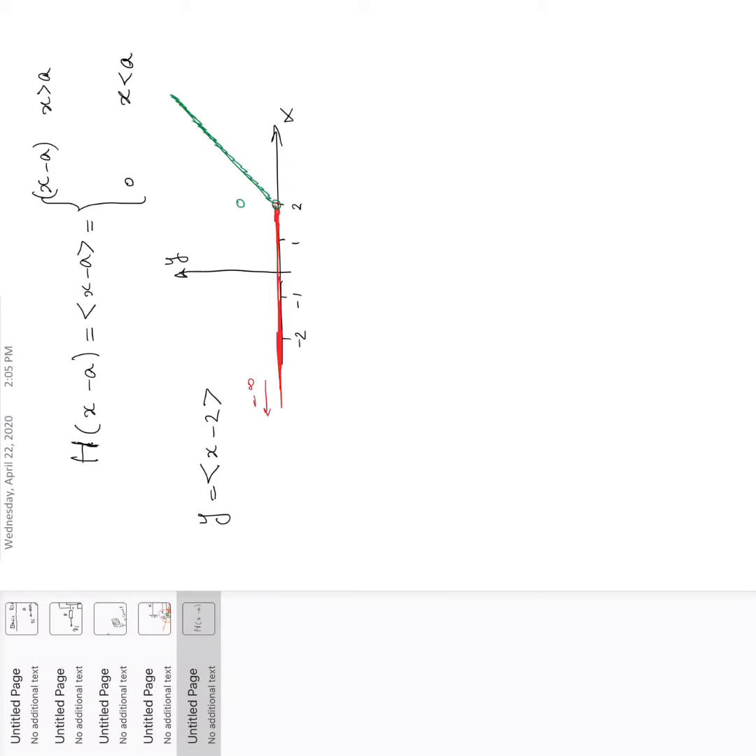And as you can see, this function is piecewise continuous. That means that the function is always continuous, but on different intervals. And that means, according to the definition of piecewise continuity, the derivative doesn't have to exist at this point too, but it must be continuous. Okay, so this is the basic definition of Heaviside function.